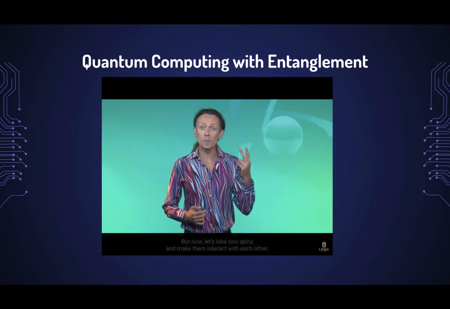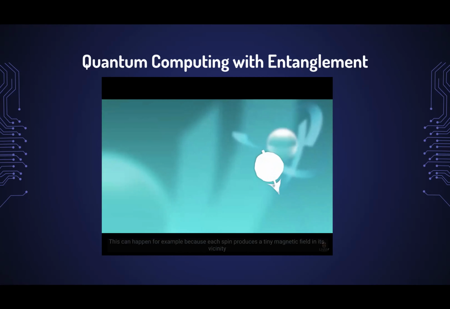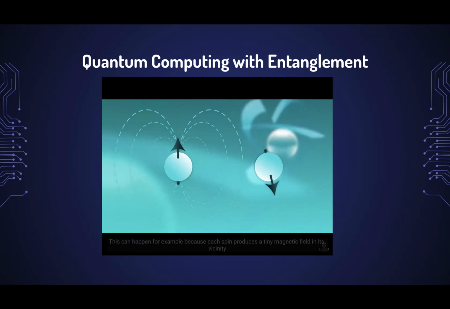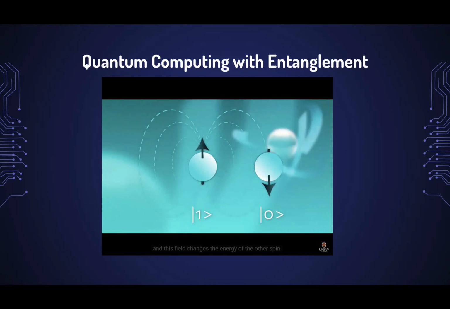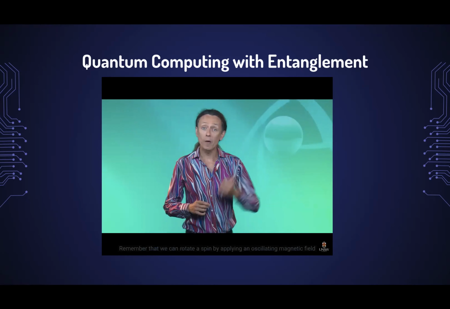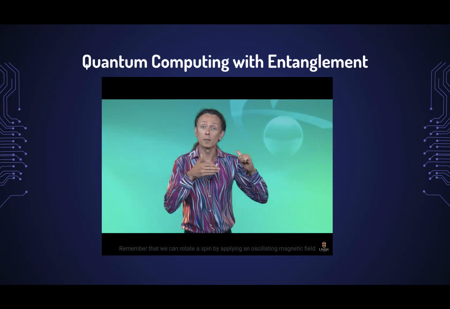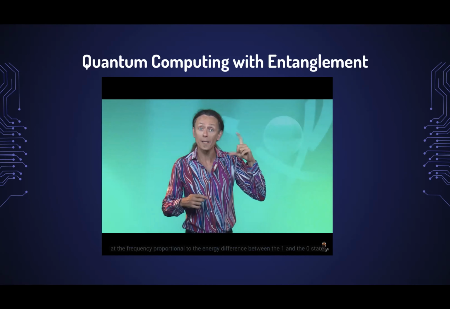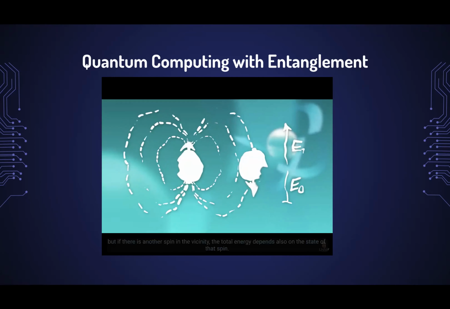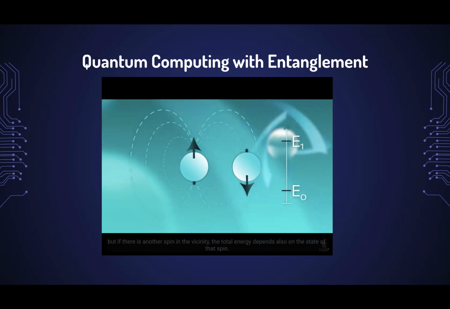But now let's take two spins and make them interact with each other. This can happen, for example, because each spin produces a tiny magnetic field in its vicinity, and this field changes the energy of the other spin. Remember that we can rotate a spin by applying an oscillating magnetic field at the frequency proportional to the energy difference between the 1 and the 0 state. But if there is another spin in the vicinity, the total energy depends also on the state of that spin.